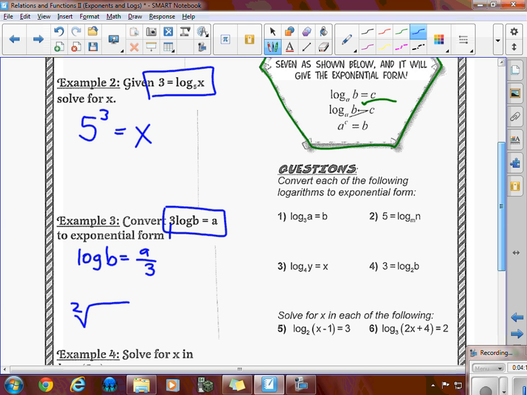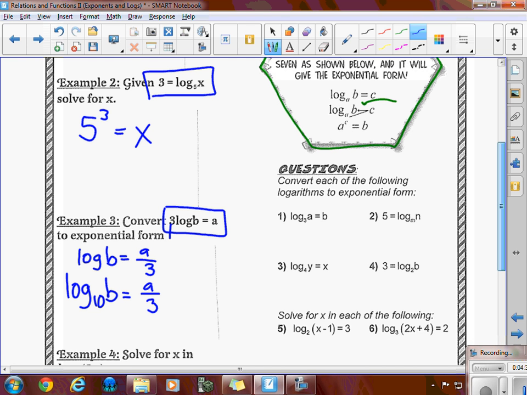Okay, same thing if I said y to the power. There's no power here, but what's its power? 1. There's certain things in math that we use so commonly that we don't actually have to write it. This is one of these. When there is no base on the log, it's a base 10. Okay, log base 10 of a over 3.